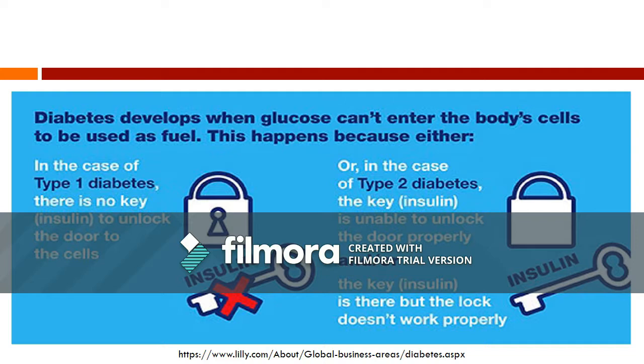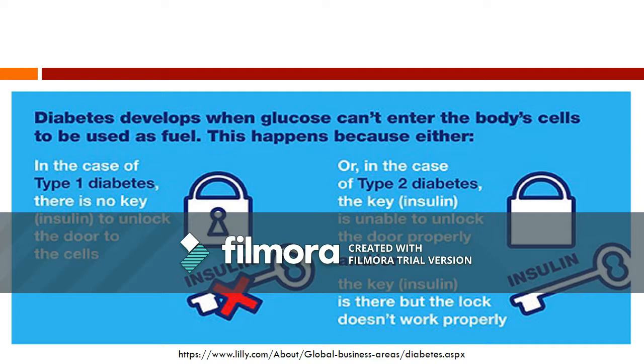For that reason, diabetes type 1 is a chronic condition in which the pancreas produces little or no insulin, a hormone needed to allow sugar, glucose, to enter cells to produce energy. And humans use energy for everything.